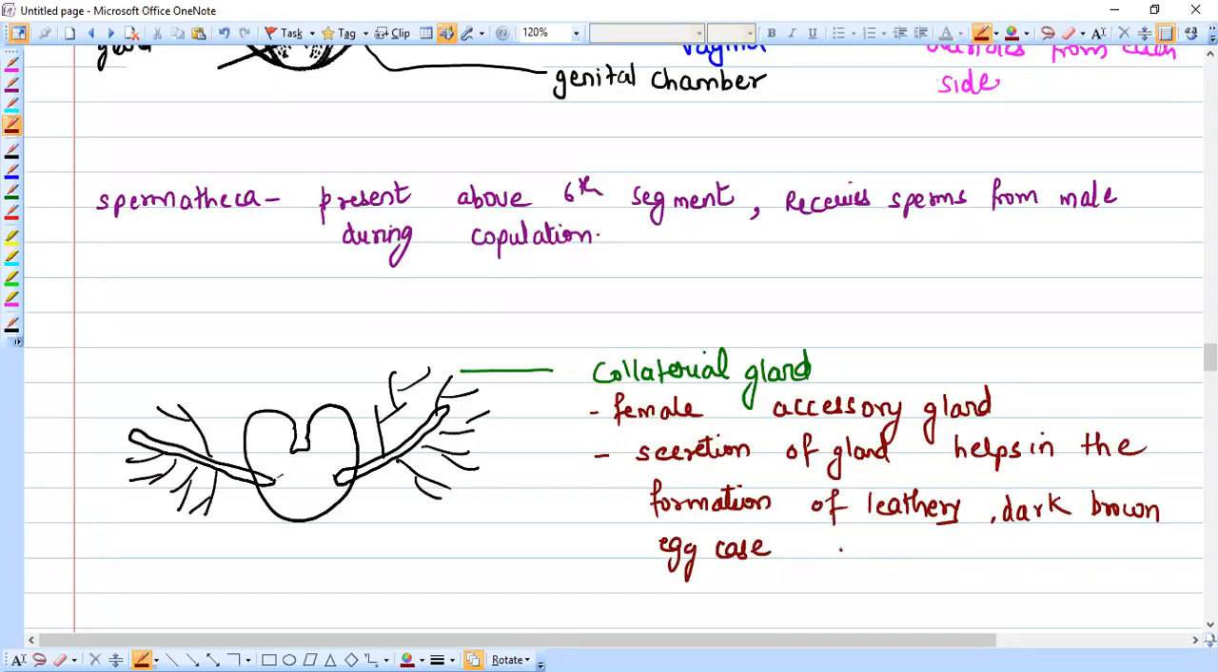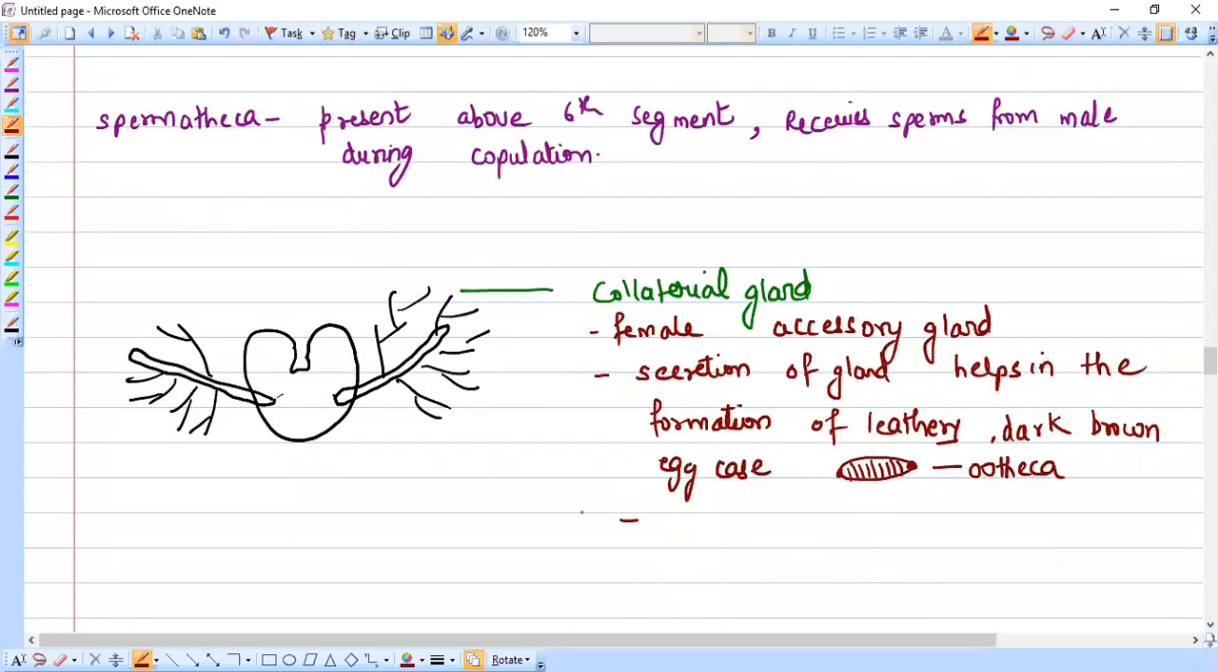And this dark brown egg case will be something like this. So like this, you might have seen somewhere on the wall a structure like this. This structure is called ootheca. And inside the ootheca, what is present? Fertilized egg. So we can say that this ootheca protects the fertilized egg.